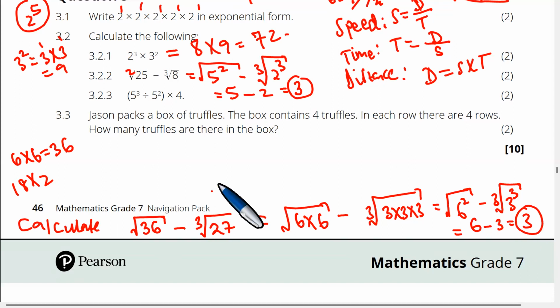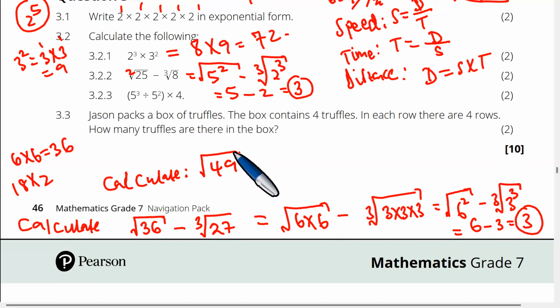Now, if I say to you another example, calculate the square root of 49 minus the fourth root of 16. What is the fourth root? By the fourth root, we mean that there's a number that you multiply with itself 4 times to get 16. That is the fourth root.